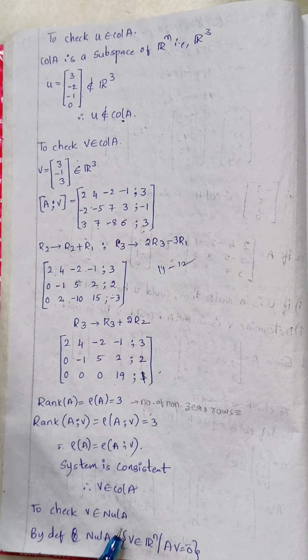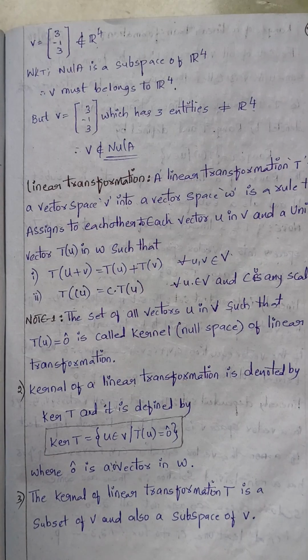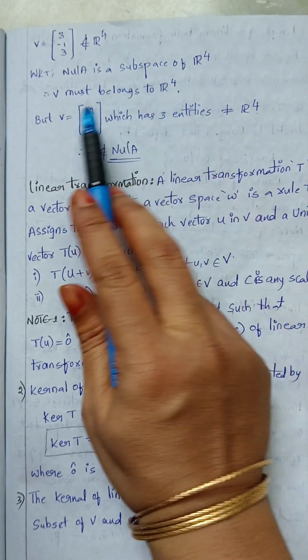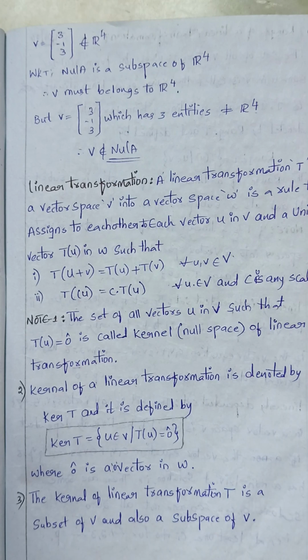Similarly, does V belong to Null A or not? What is the definition for Null A? V must belong to R^n, where n is the number of columns, but V contains only 3 entries, so it does not belong to R^4, right? So it does not belong to R^4, meaning it is not in a subspace of R^4. So V does not belong to the null space of A.